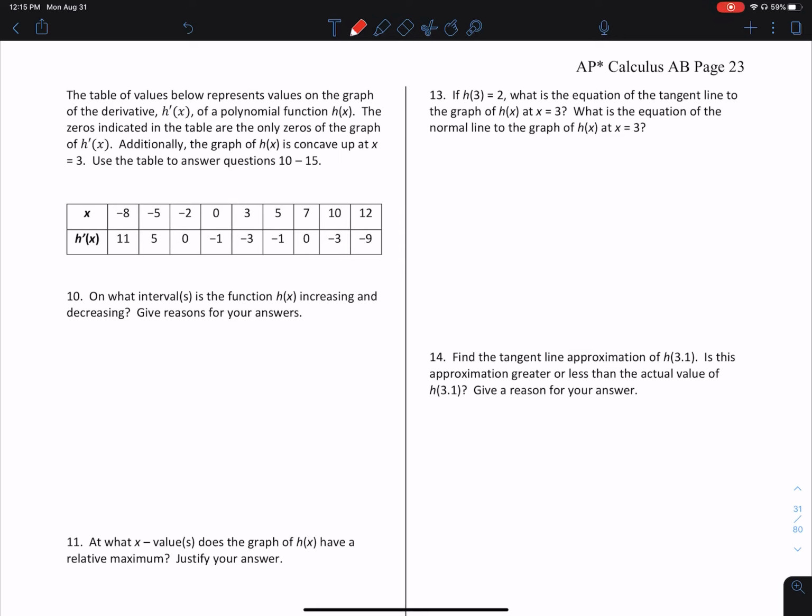The table of values below represents values of the graph of the derivative h prime of x of a polynomial function. Now, the reason it tells us it's a polynomial is that tells us right away this is a continuous function. Super important. The zeros indicated in the table are the only zeros of the graph of h prime. So only zeros.